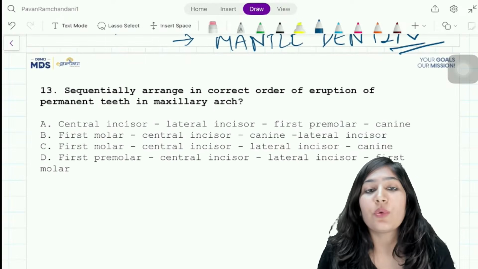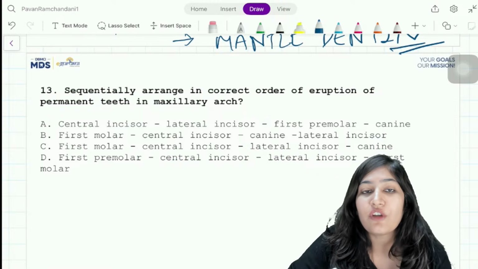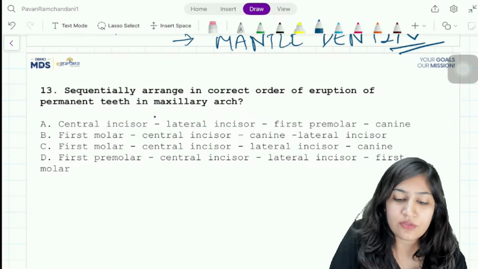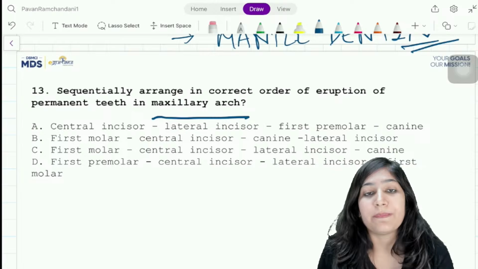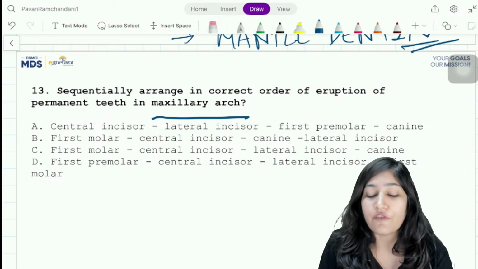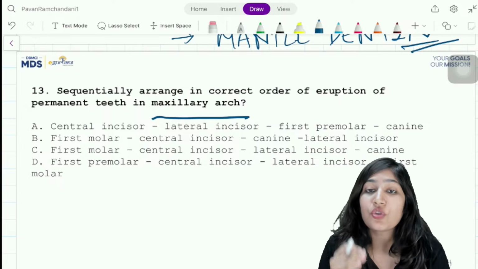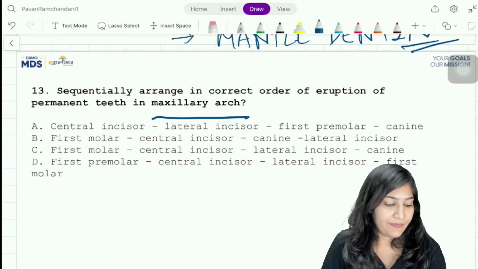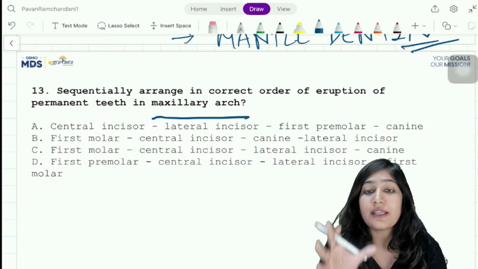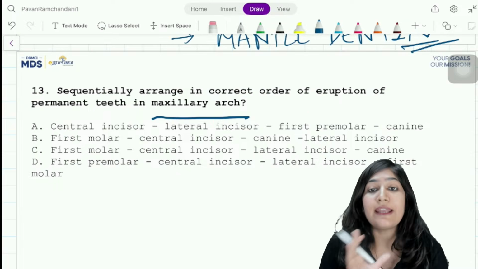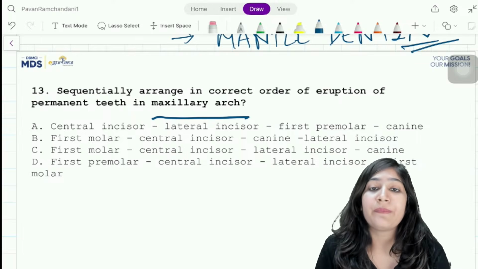Okay. Now coming to our next question, which is from DA. Sequentially arrange in correct order of eruption of permanent teeth in the maxillary arch. So what will be the correct answer amongst the given options? Central incisor, lateral incisor, first premolar, canine. Now this sequence is correct, but we should read the other options as well. So don't come to a conclusion after reading only the first option. First, go through all the options and then decide the answer. This sequence is correct, but in relation to other options, you should write your answer.